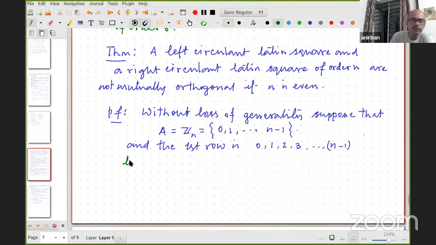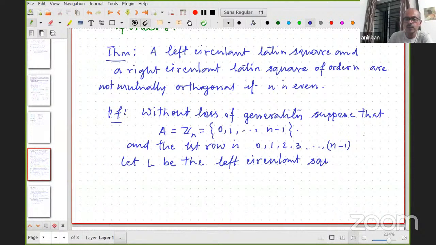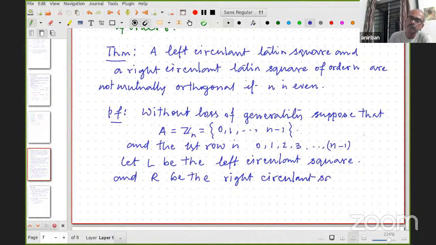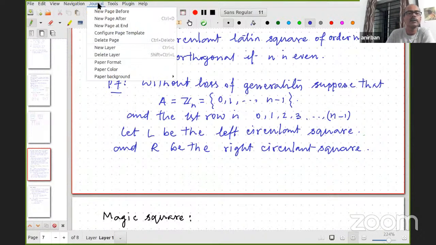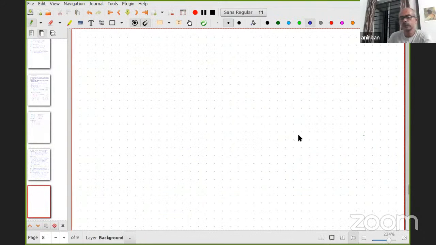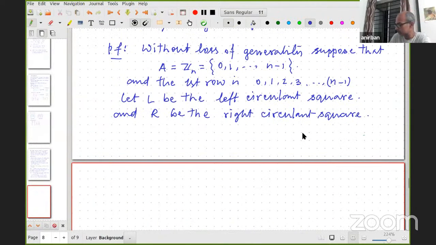So let L be the left circulant square and R be the right circulant square. So L is left circulant, R is right circulant.